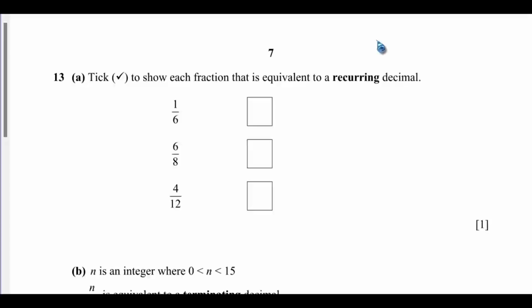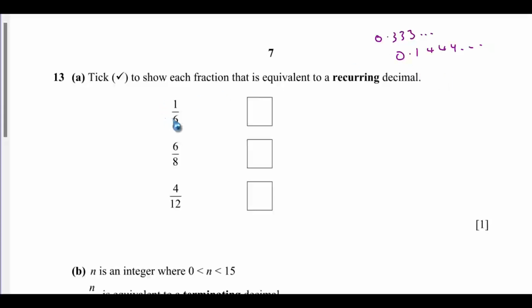For instance, you have 0.333 and so on and so forth, and you could have 0.1444 and so on and so forth. So these types of decimal numbers are referred to as recurring decimal numbers.